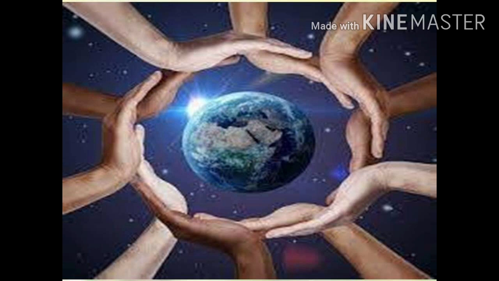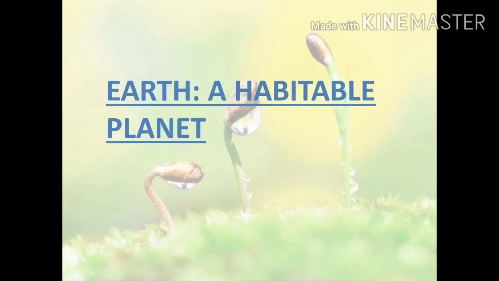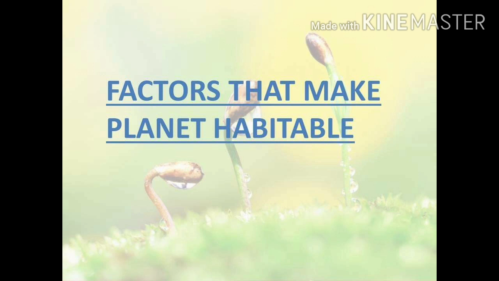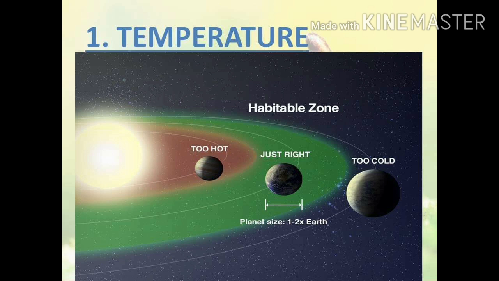But what do you think are the characteristics of the planet Earth that make it different from all planets? Let us find out by discussing the different factors that make a planet habitable. There are 5 factors that make a planet habitable. Number 1, temperature. Number 2, water. Number 3, atmosphere. Number 4, energy. And number 5, nutrients.